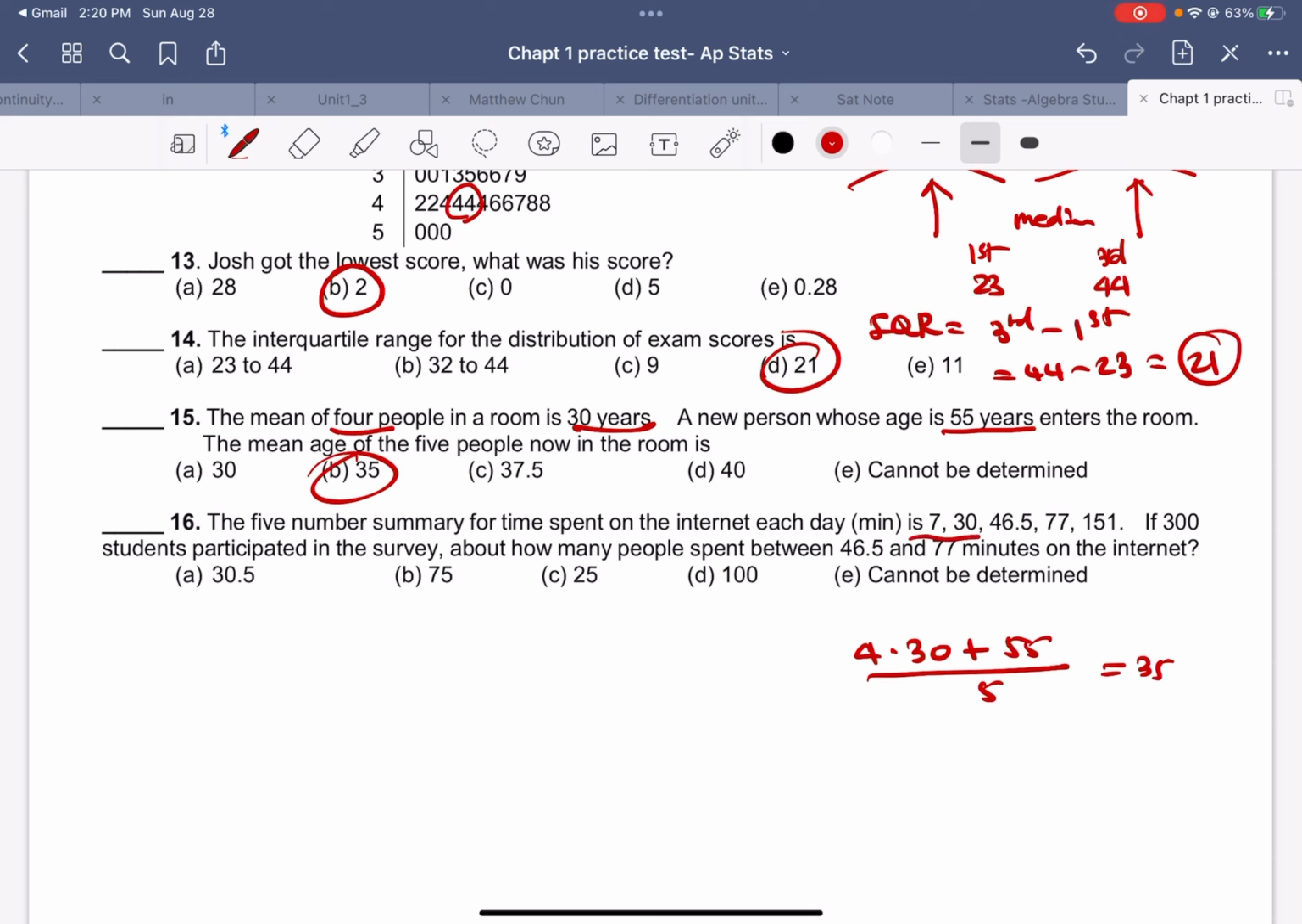Number 16, the five-number summary for time spent on the internet each day. You know what that is, those five numbers we already talked about. 300 students participated in a survey, and about how many people spent between the median and third quartile? So 25%, right? Here 25%, 25%, 25%, 25%. So 0.25 of 300 is how many people spend between 46.5 and 77 minutes. So 0.25 times 300, you get 75 people in that region.